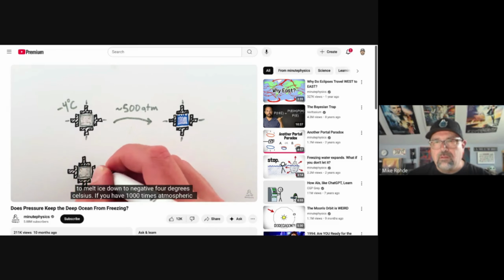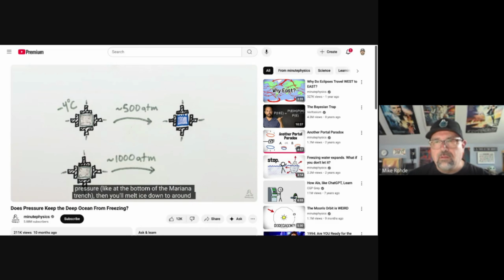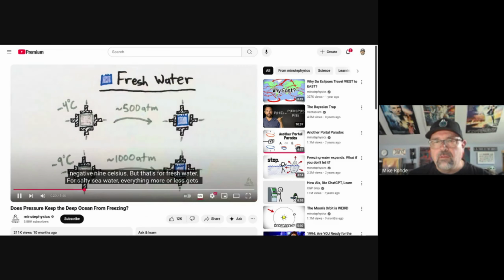And if you have 1,000 times atmospheric pressure, like at the bottom of the Mariana Trench, then you'll melt ice down to around -9 Celsius. But that's for fresh water.